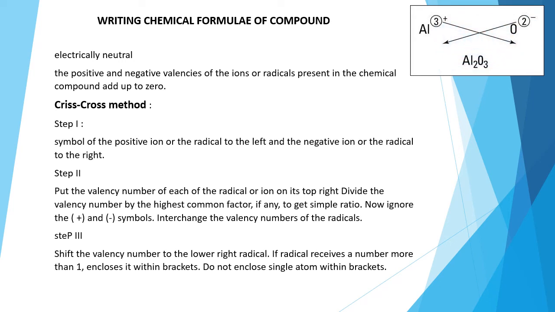How to write the chemical formula of a compound? We have 3 steps for writing the chemical formula of a compound. One of the most important points to remember while writing the formula of a chemical compound is that it is always electrically neutral. That is, the compound should always be electrically neutral. It is very important. In other words, the positive and negative valencies of the ions or radicals present in the chemical compound add up to 0.